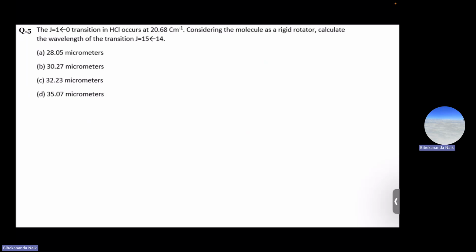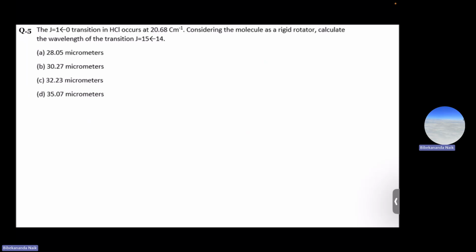Question number 5 says the J equals 0 to 1 transition in HCl occurs at 20.68 centimeter inverse. Considering the molecule as a rigid rotator, calculate the wavelength of the transition occurring from J equals 14 to 15. So options are option A 28.05 micrometer, option B 30.27 micrometer, option C 32.23 micrometer, option D 35.07 micrometer.